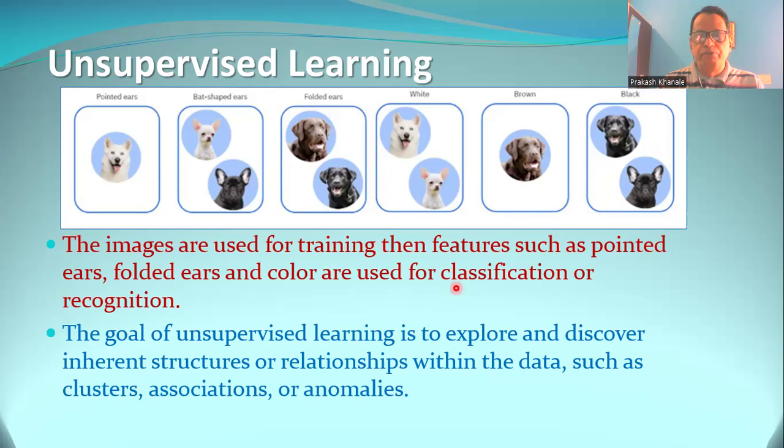And the goal of unsupervised machine learning is to explore and discover the inherent structure between the data elements, or the relationship between the data elements. And then it can classify it into clusters, or it can associate it, or it can detect anomalies.